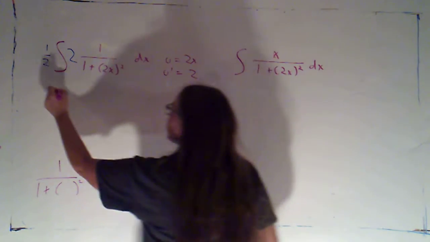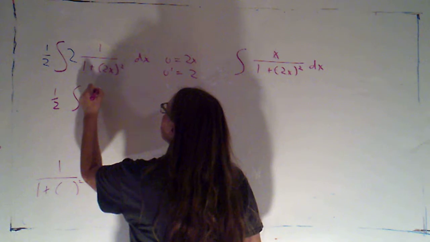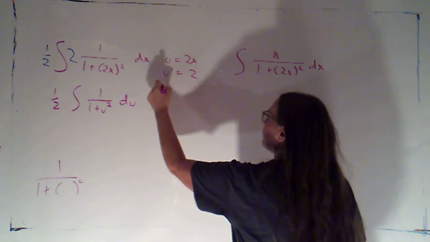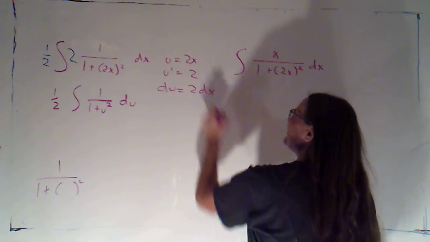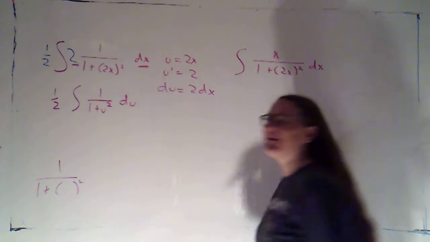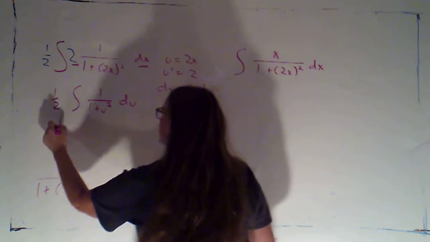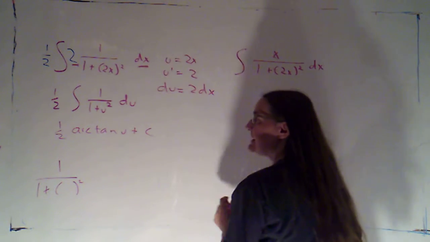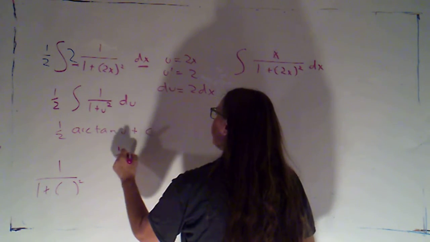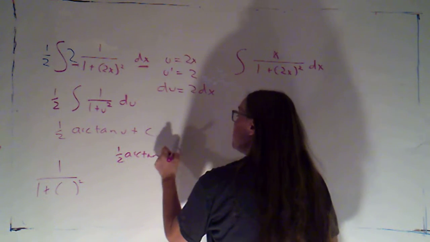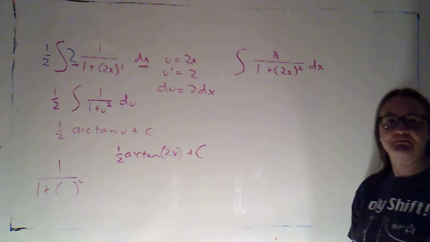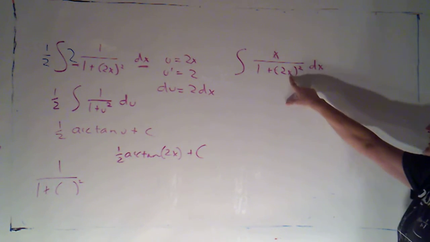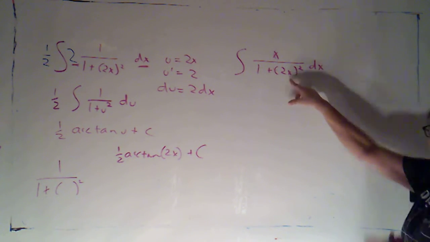Okay, so with that, this becomes 1/2 the integral of 1 over 1 plus u squared du. I forgot to finish writing that du is going to be 2 dx, so those two pieces become my du. And then this is just 1/2 arctan of u plus c, and that's going to be 1/2 arctan of 2x plus c.